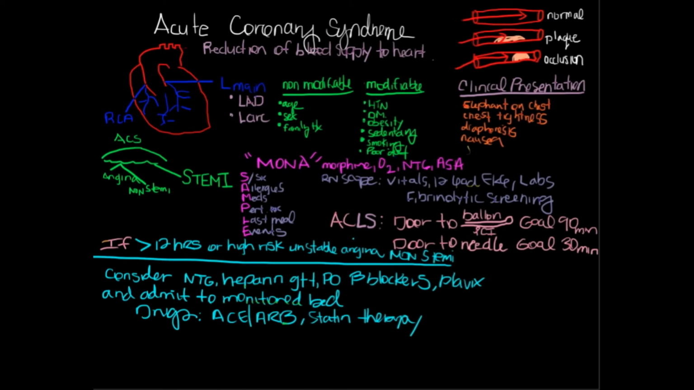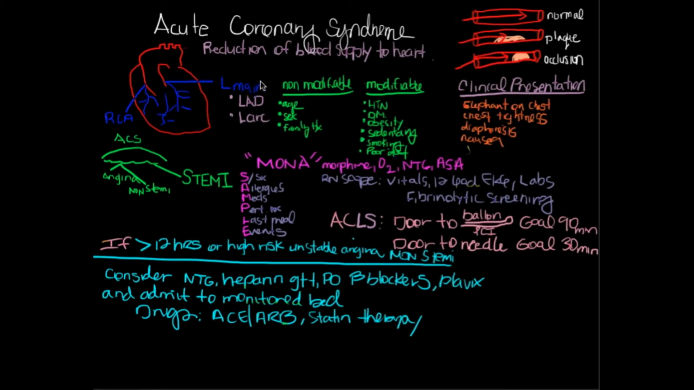So within your heart, you have 4 chambers. On the left-hand side, I drew a picture of a heart with an aorta. You have your right and your left main artery. Within that, you have your LAD and your left circ. Those are your 2 main coronary vessels. Your LAD is your left anterior descending artery, and then your left circumflex artery.